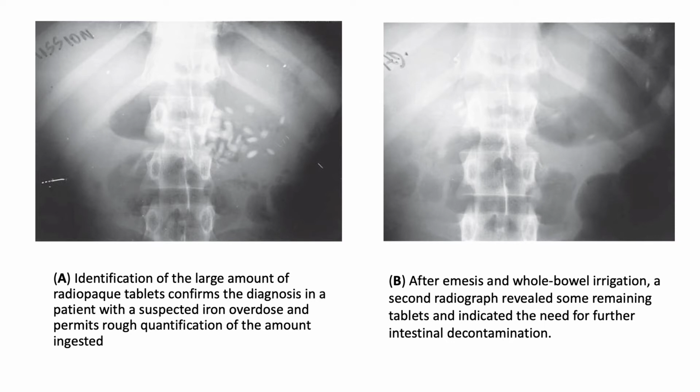After treatment, the patient had emesis at home and whole bowel irrigation was given, and the second radiograph shows very few, 1 or 2 tablets only, in the stomach. So that is the X-ray finding seen in patients who have iron tablet ingestion. So it's a radiopaque substance.